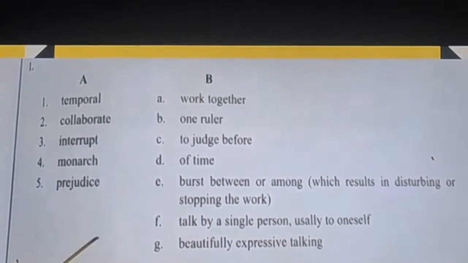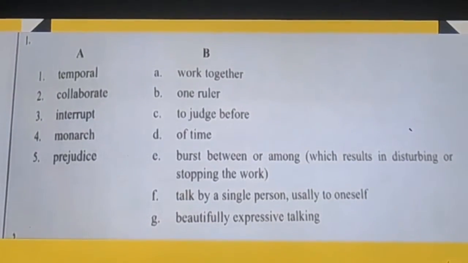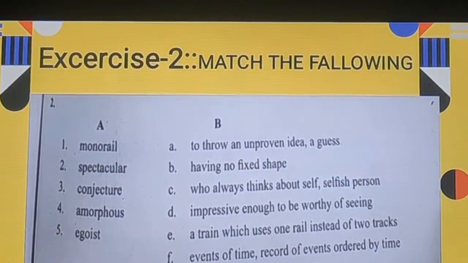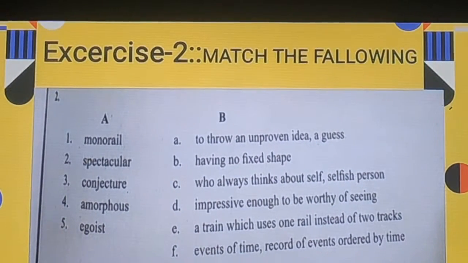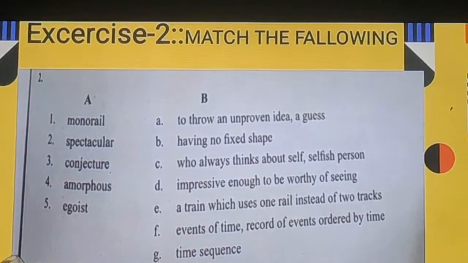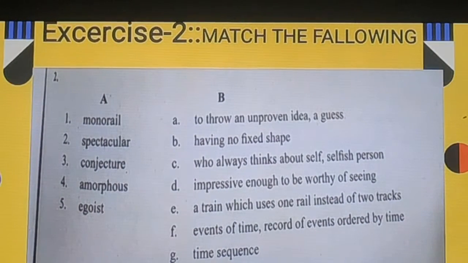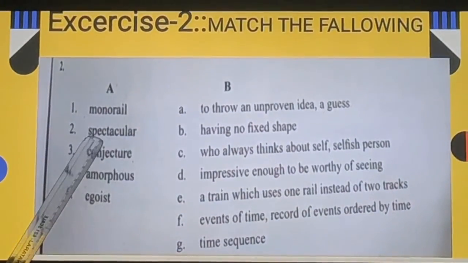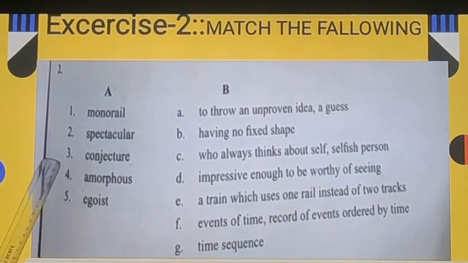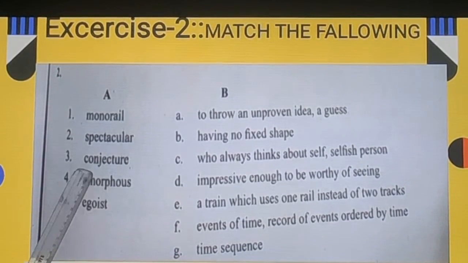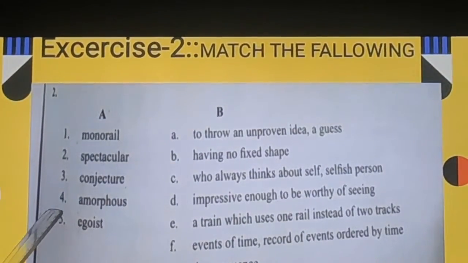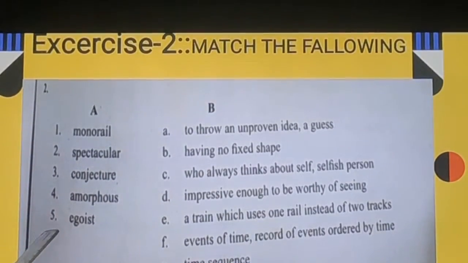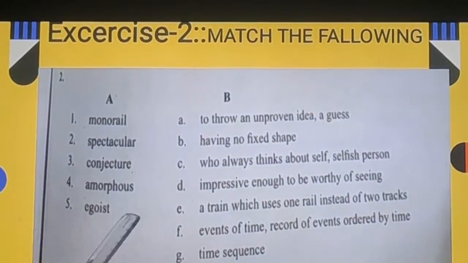Now comes the next one. Second matching. Look at that. Monorail. And spectacular. And third one, conjecture. And fourth one, amorphous. What is the amorphous? And fifth one is egoist.